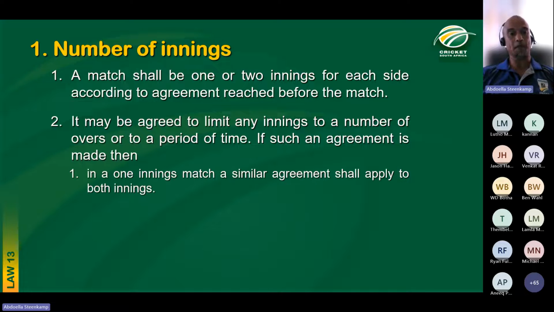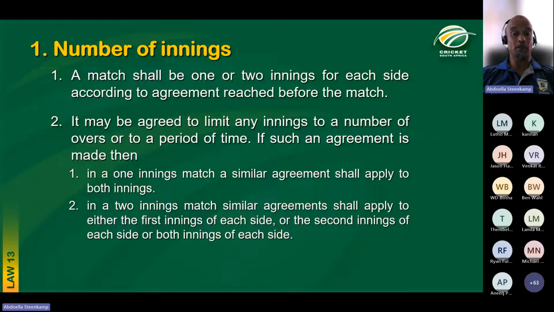So I've mentioned that once you put these agreements in place, even in a one innings match, the agreement needs to be put in place for both innings. You cannot have, say, side A, you can bat for 60 overs, and side B, you can bat for 80 overs. It needs to be exactly the same for both innings. I've mentioned that in a two innings game you can put restrictions on the first innings, or on the second innings, or on both. The law allows for that.